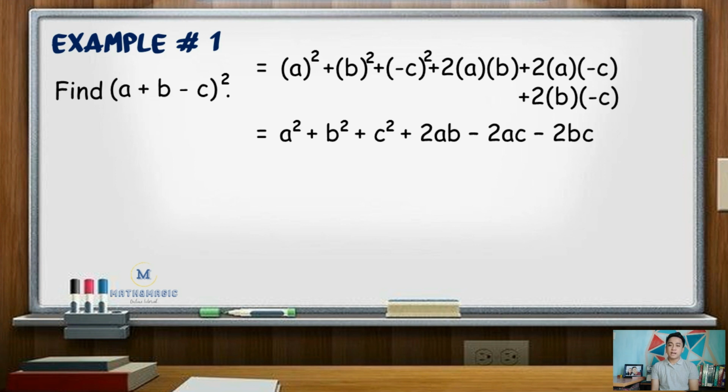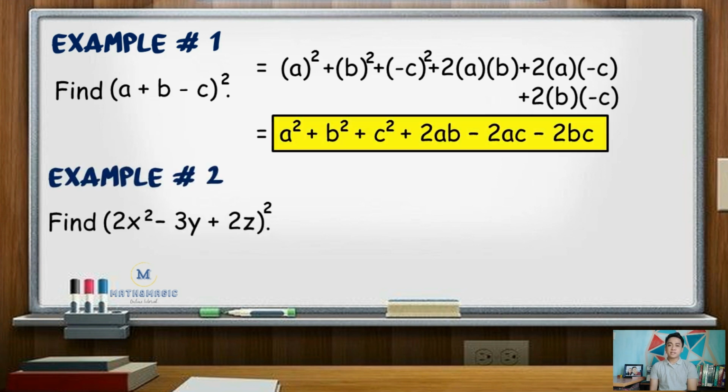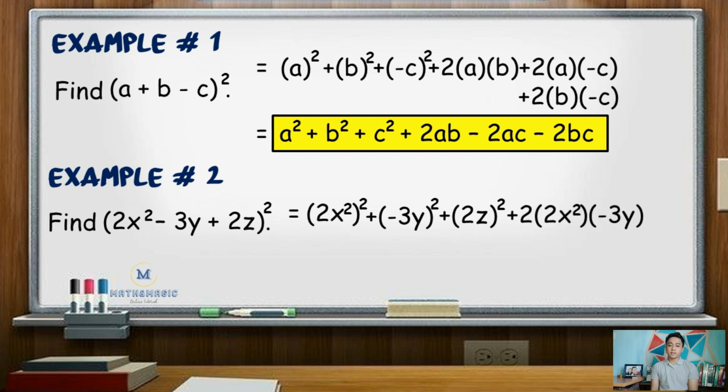Another example, say, find the square of the quantity 2x squared minus 3y plus 2z. Get the square of the first three terms. That is the square of quantity 2x squared plus the square of quantity negative 3y plus the square of 2z plus twice 2x squared times negative 3y plus twice 2x squared times 2z plus twice negative 3y times 2z.